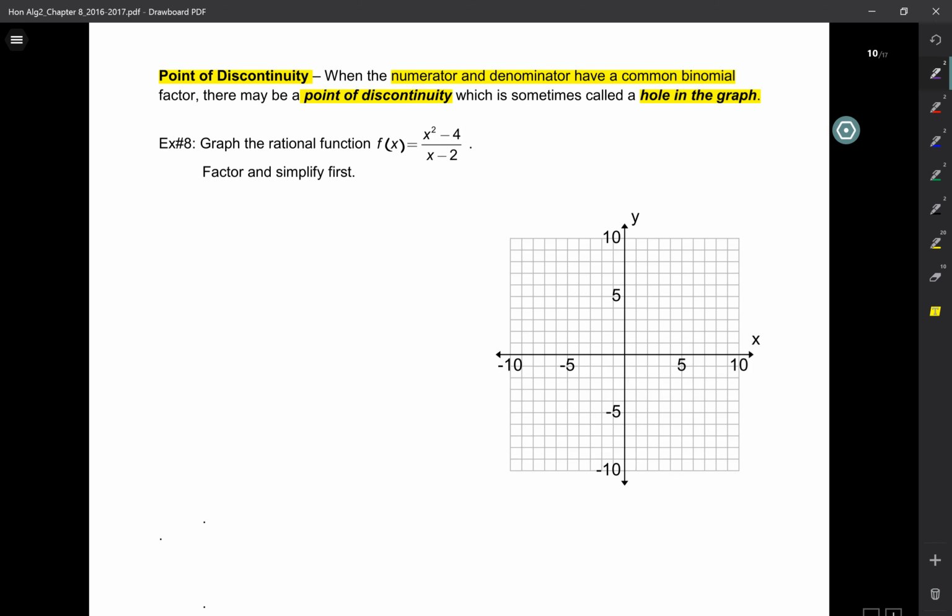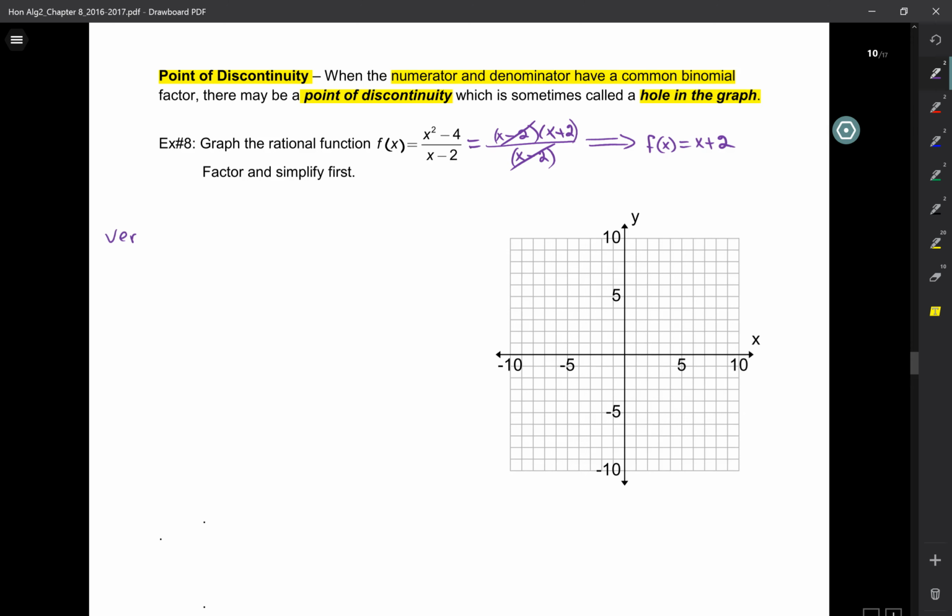So take a look at this one. When you've got something like this that you can factor top or bottom, let's first factor. Let me factor next to the problem. When I factor, I get x minus 2, x plus 2 over x minus 2. These go away, right? So my reduced version of the function is just x plus 2. Okay, so what does that mean?